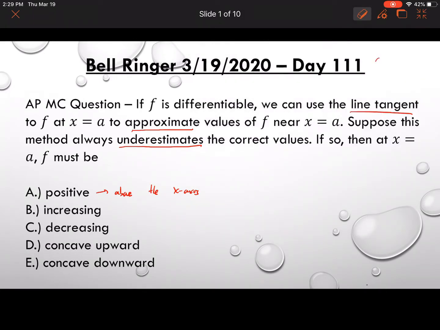And the same thing happens with the decreasing graph as well. If you draw a decreasing graph, the line is just going to be going down, but the tangent line is once again going to be right on top of it. So it's just going to give us the exact same values. So decreasing is out as well.